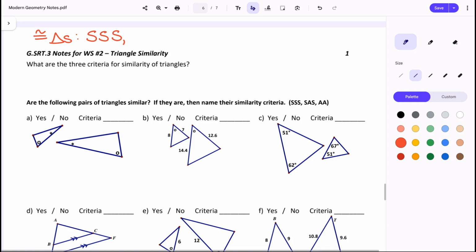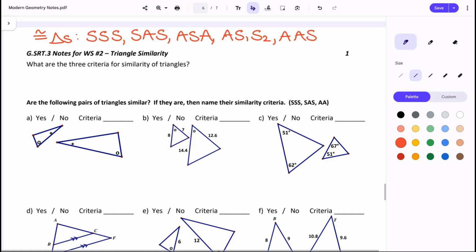Do you guys remember the other 4? Side, angle, side. What's another one? Angle, side, angle. That's everyone's favorite, right? And the last one. Angle, angle, side.